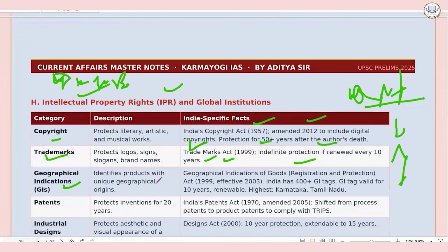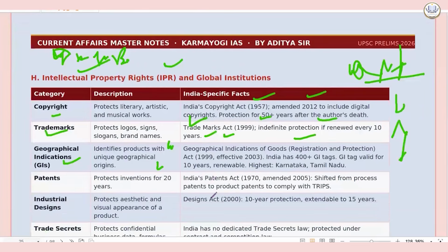Then geographical indications, GIs, identify a product with a unique geographical origin. GI tags, you must be knowing about it. The Geographical Indication of Goods (Registration and Protection) Act 1999, effective since 2003. India has 400 plus GI tags valid for 10 years, renewable. The highest is of Karnataka and then Tamil Nadu.